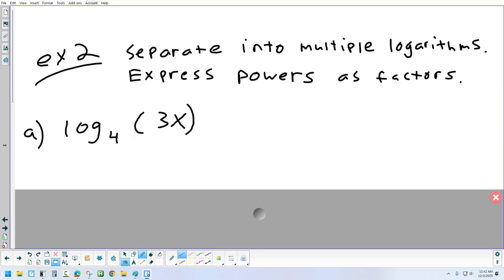So this one says to separate the log into multiple logs, express powers as factors. That means do not leave powers in the final answer. Put them in front as multiplication. Okay.